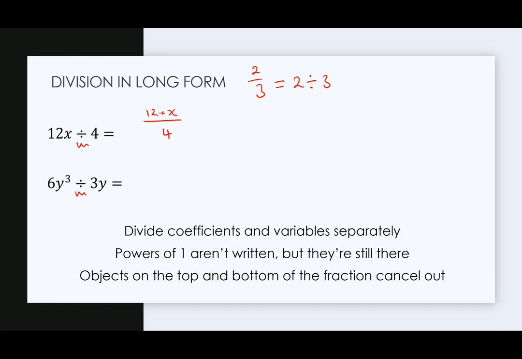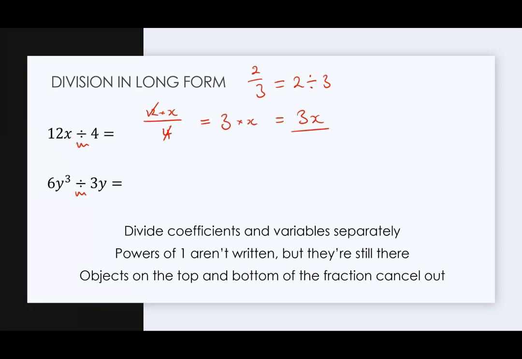Now, when we divide, we need to treat coefficients and variables separately. So I'm going to divide the 12 by 4, but not the x by 4. 12 divided by 4, cancel those out, and I'm left with just 3. That's still being multiplied by x, so I'll write the rest of the problem in, and of course that gives me 3x, fully simplified.